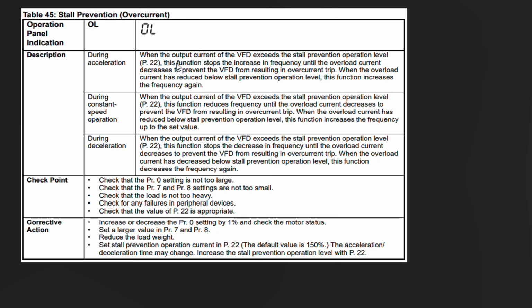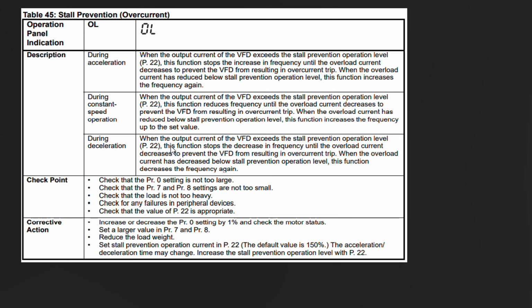Like suppose there is an OL alarm, and you reset that VFD and start it, it will start again, and it is not necessarily that the same current will go, because there are too many factors behind this alarm. When the output current of the VFD exceeds the stall prevention level, this function reduces the frequency until the overload current decreases, to prevent the VFD from an overcurrent trip. When the overload current has reduced below stall prevention, the function increases the frequency and it will start again.